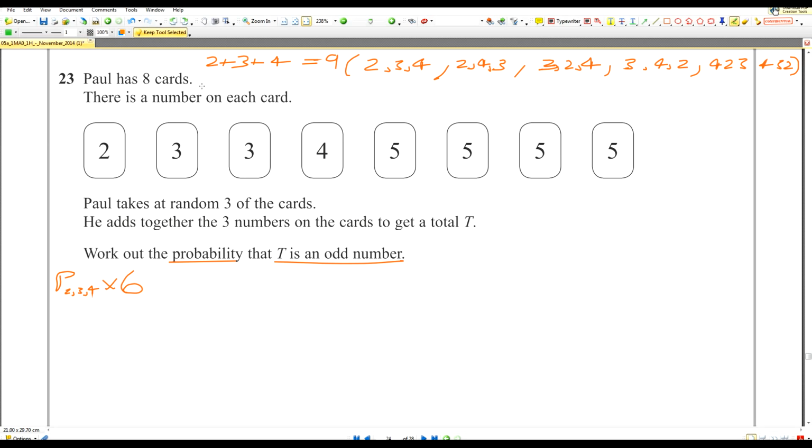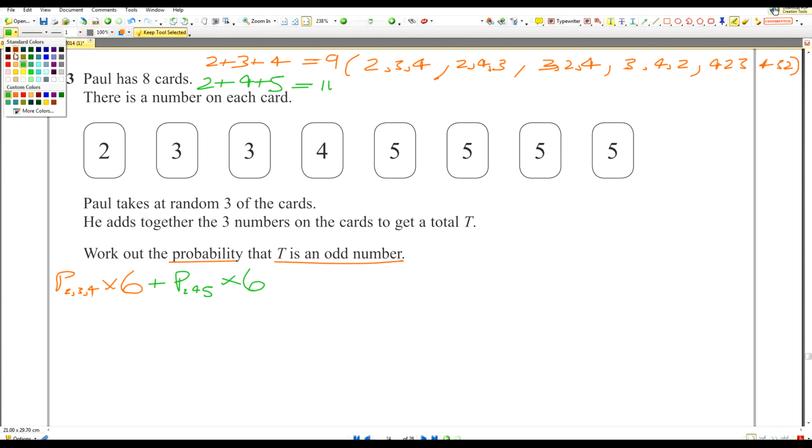Now let's change color quickly. What other numbers will make an odd number? Here's another one: 2 add 4 add 5. 2 add 4 is 6, 6 add 5 is 11. Because we've got another 3-number combination, that can also be done in 6 ways. So the probability of a 2, a 4, and a 5 can also be multiplied by 6. Now what other numbers can we do?